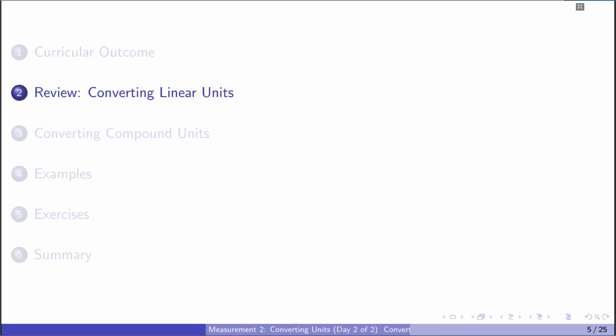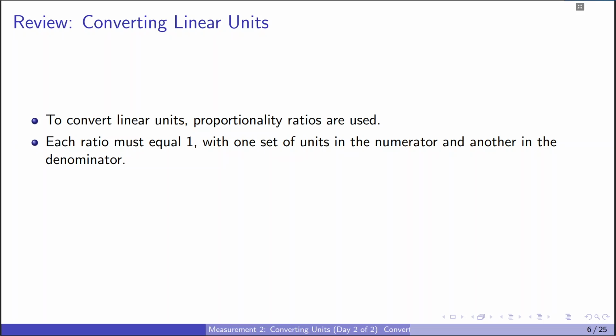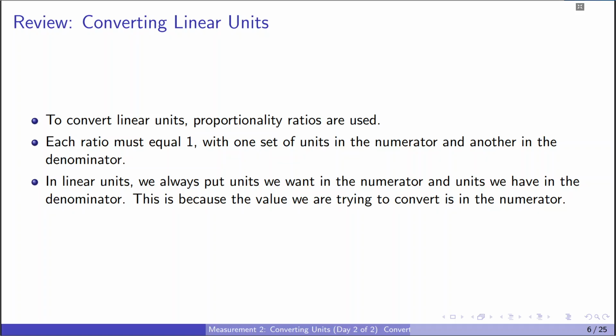So converting linear units. To convert linear units, proportionality ratios are used. Each ratio must equal 1, with one set of units in the numerator and another in the denominator. In linear units, we always put the units we want in the numerator and the units we have in the denominator. That is because the value we are trying to convert is in the numerator.